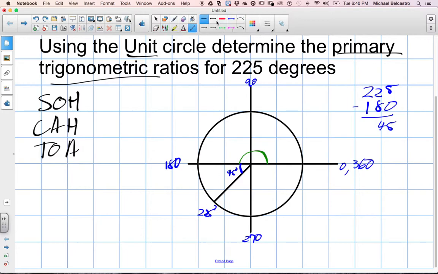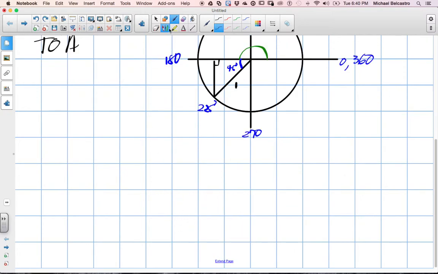Now we're going to build a right angle triangle from here. It might seem like we don't have a lot of information, but we know that this is a right angle triangle. We know that this hypotenuse is 1. That's because it's a radius of the circle, so the unit is 1. And because it's 45 degrees, that helps us build with special triangles also.